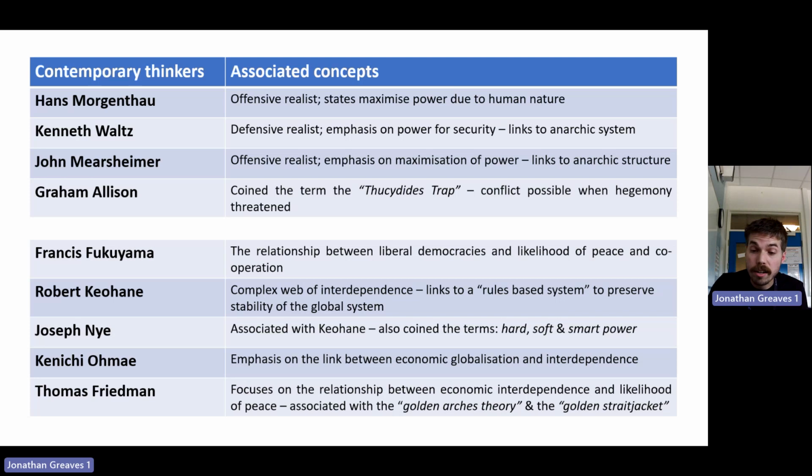The golden straitjacket is another of Friedman's ideas, and this is that states are willing to give up some of their sovereignty in order for the economic gains, hence the golden straitjacket.